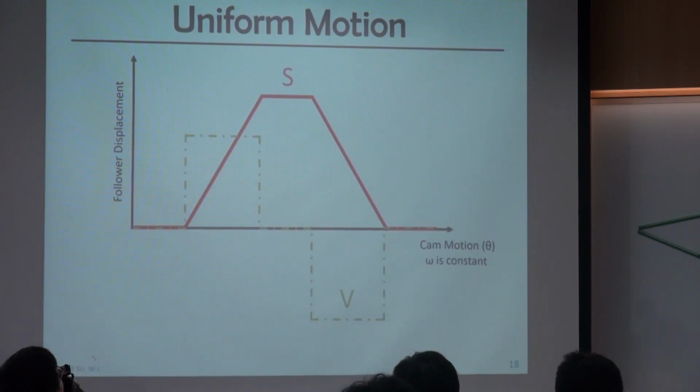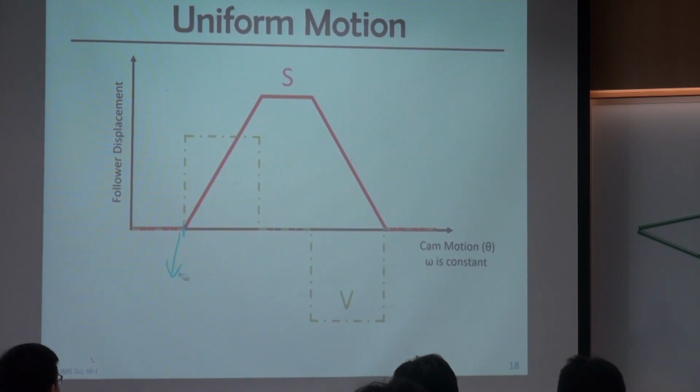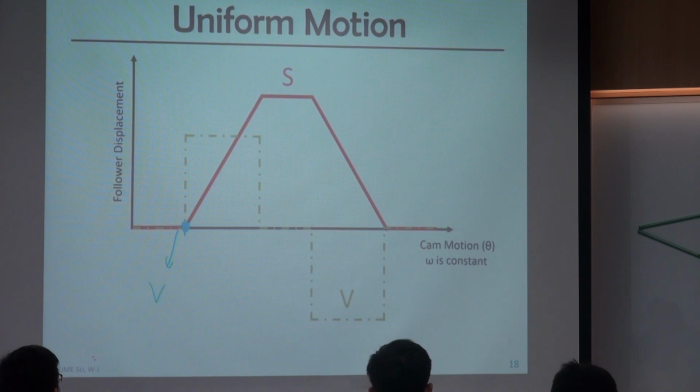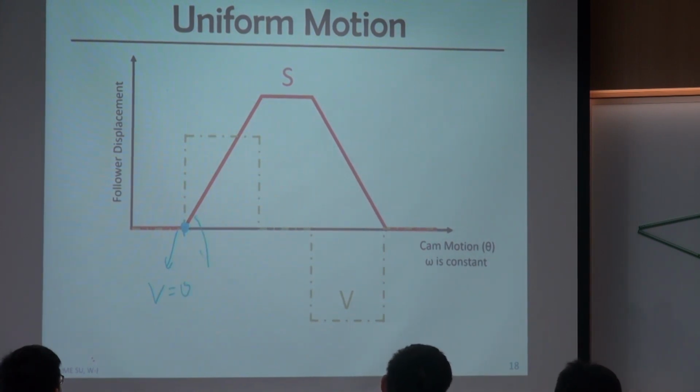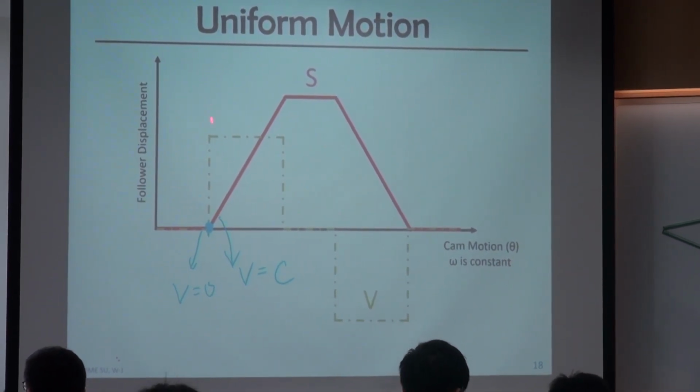We know at this point, this blue point is the point where the follower starts to rise. Right before this point, the velocity is 0. But right after this point, the velocity is another constant, a non-zero constant. We want to prevent this from happening, because if this happens, then there will be infinite acceleration at this point.